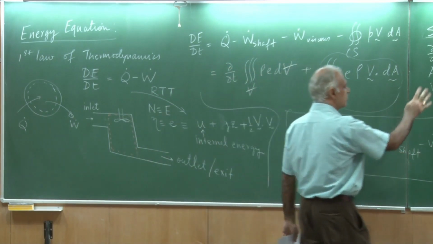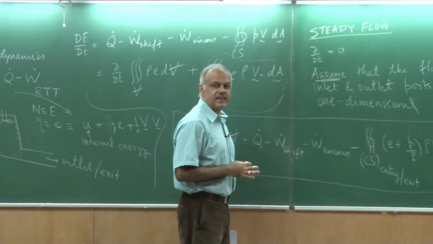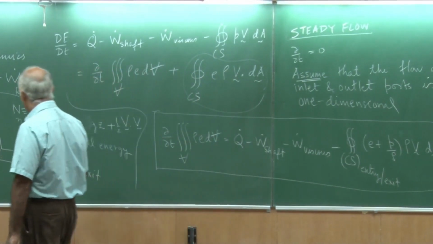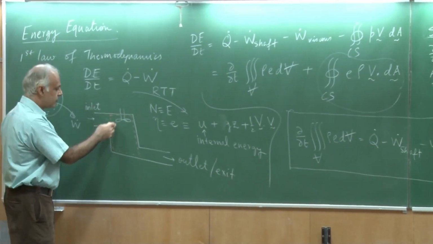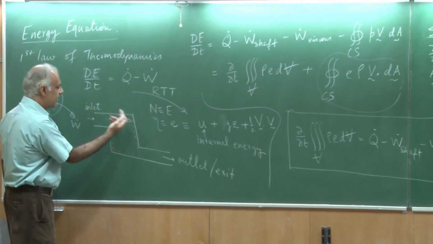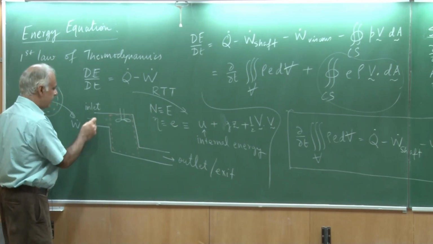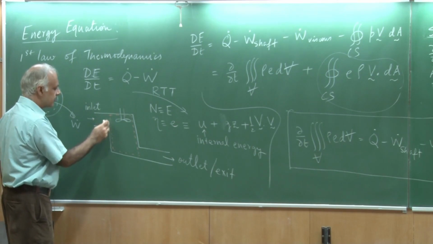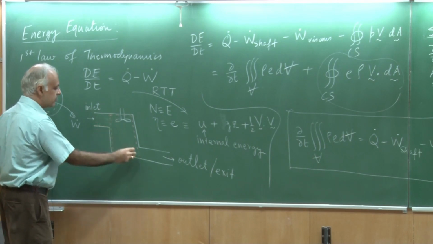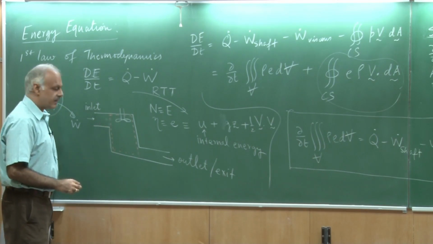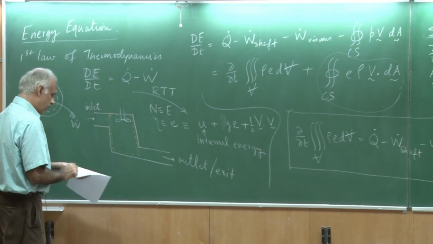So we are going to assume that the flow is one dimensional, but only at the inlet and outlet ports. We are not making any assumption about what happens to the flow inside. The flow inside could be very complex. I mean, there is a paddle wheel that is churning the flow, so obviously this flow is very complex. But I have chosen the control surface in an intelligent manner so that I should be able to assume that the flow is one dimensional.